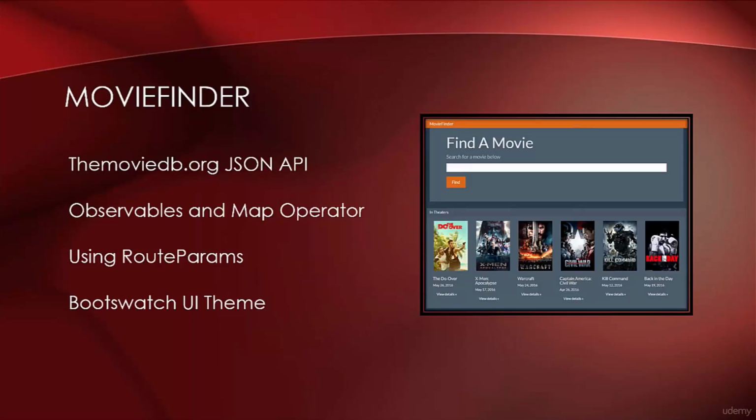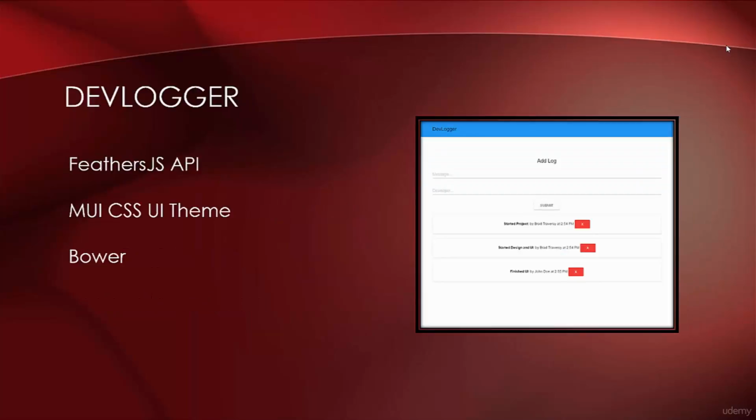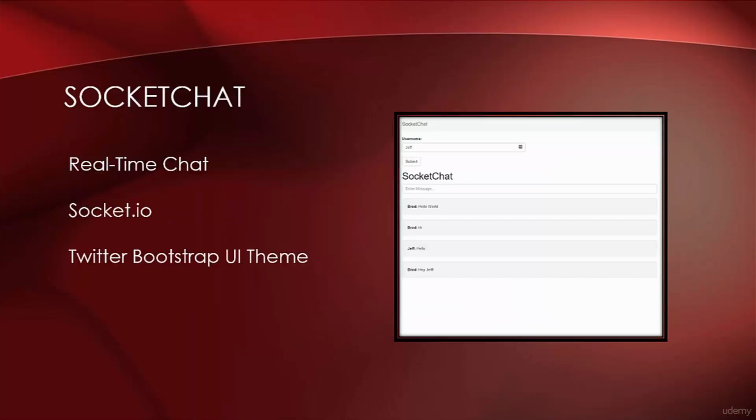The Movie Finder used the moviedb.org JSON API. We used observables and the map operator. We used route params, and we set up a Bootswatch UI theme. DevLogger was a simple logger for developers. We used Feathers.js and set up a RESTful API and used Angular 2 to interact with it. And we also used MUI for our CSS and UI theme, and then installed that using Bower.